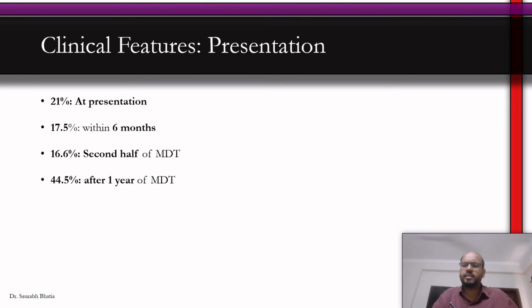So let's go to clinical features, and we won't spend much time. We'll just go through clinical features fast. About 21%, or about 1/5, can present with ENL at the time of presentation in clinic. About 1/6 of them will develop it within 6 months. Next 1/6 will develop in the second half of taking MDT, while nearly half, or 44.5%, will develop it after 1 year of starting MDT. So ENL can happen at any given point of time. It can happen at the time of presentation, within 1 year, or after completion of MDT also. So keep that in mind. But the majority start after 1 year of MDT, or if MDT is still being given.